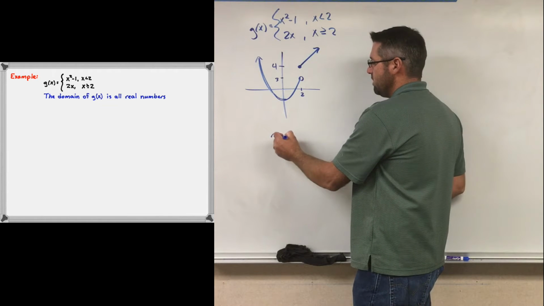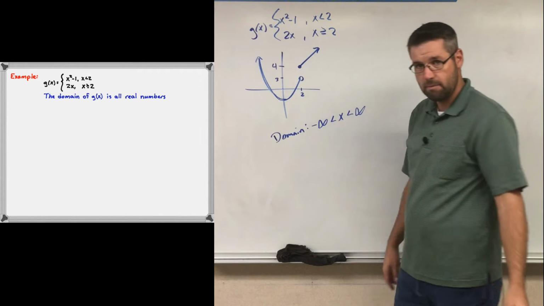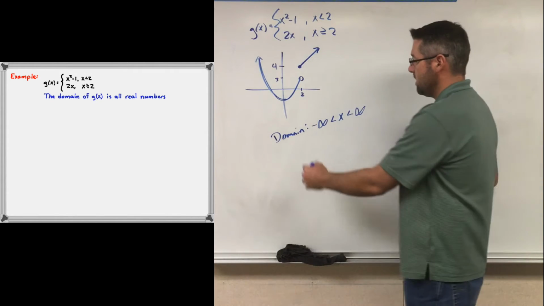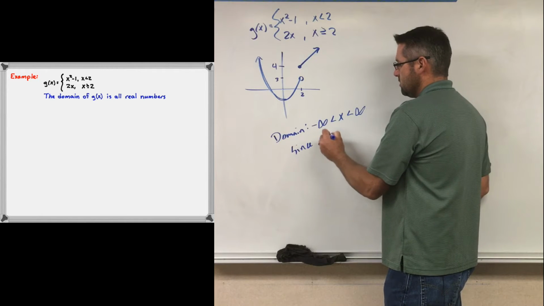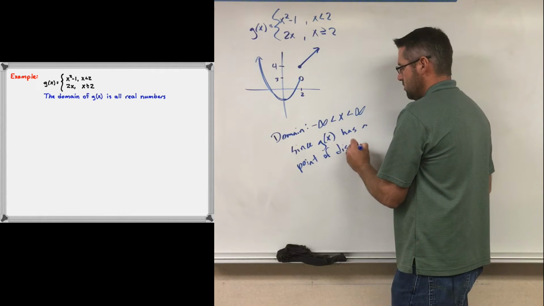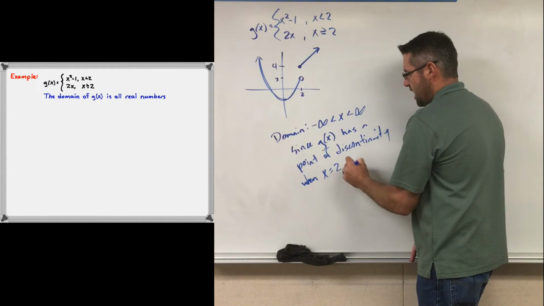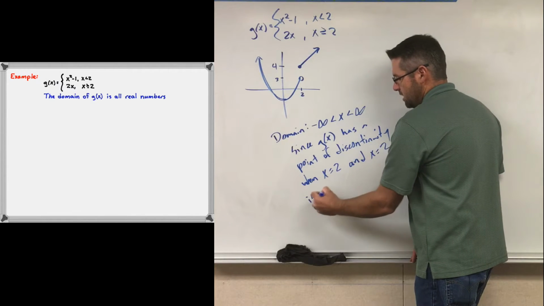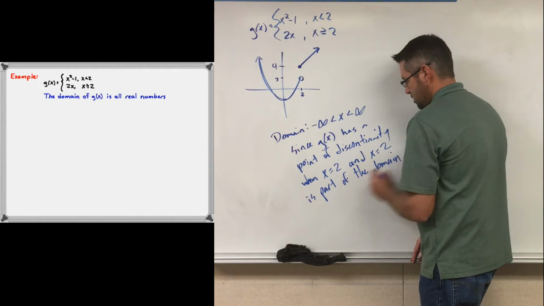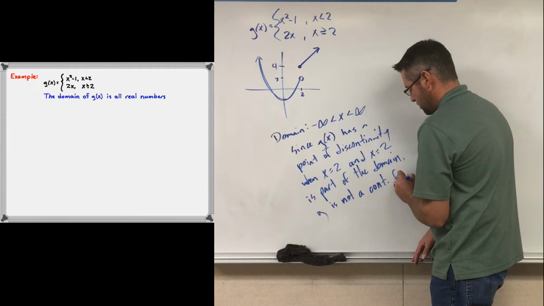So we would say the domain in this case is negative infinity all the way to infinity. Is there any point within the domain that is discontinuous? Yes, there is, at x equals 2. Since g of x has a point of discontinuity when x equals 2 and x equals 2 is part of the domain, okay, g is not a continuous function.